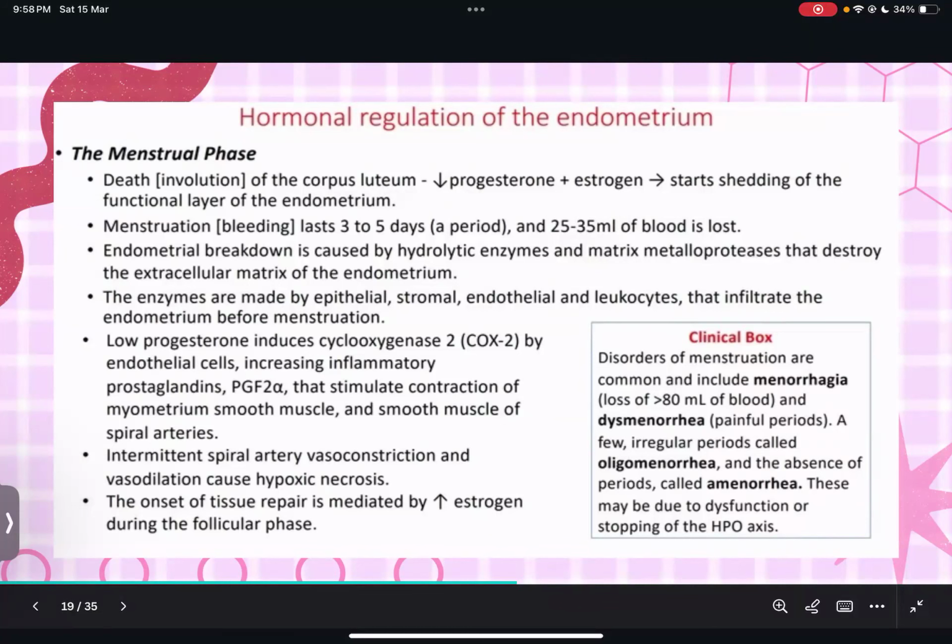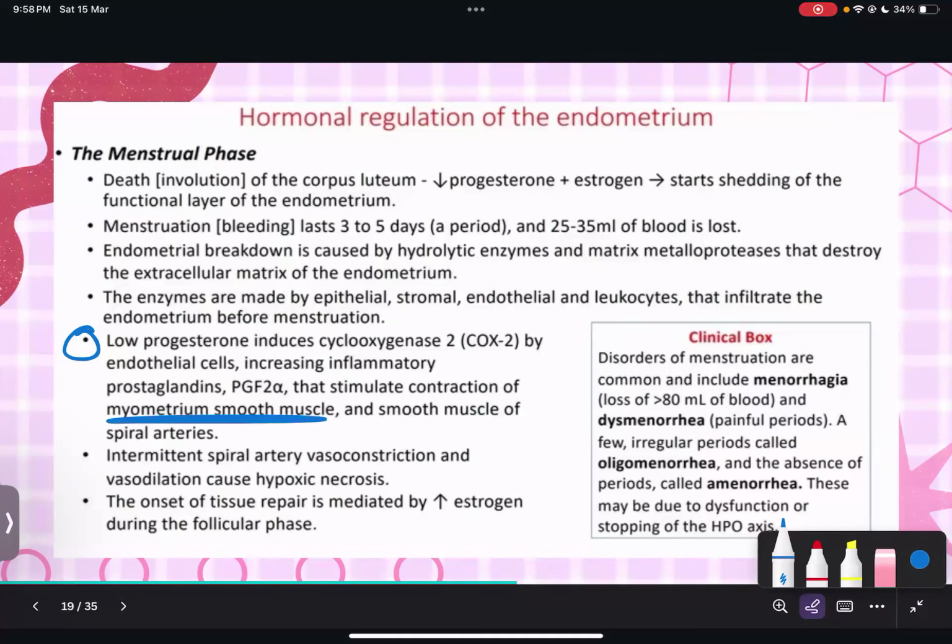There is this point here that we didn't cover. It's that the low progesterone levels induce COX-2. What is COX-2? It will increase prostaglandins. Those prostaglandins will cause the period cramps or the pain that happens with the menstruation, and it's because of the contraction of the myometrium smooth muscle and the smooth muscle of spiral arteries. This vasoconstriction and vasodilation will cause necrosis, and the onset of the tissue repair is mediated by increased estrogen. Yeah, so this is another point, you know.